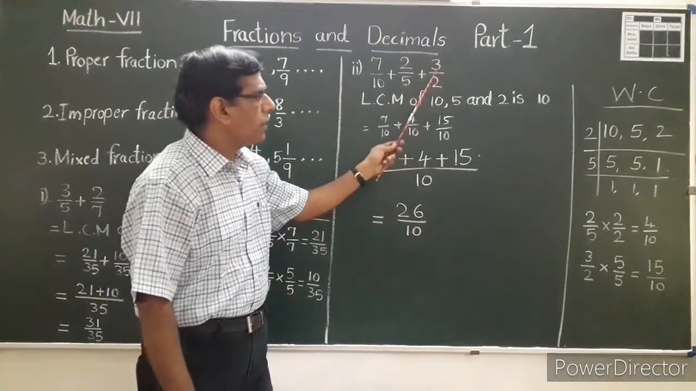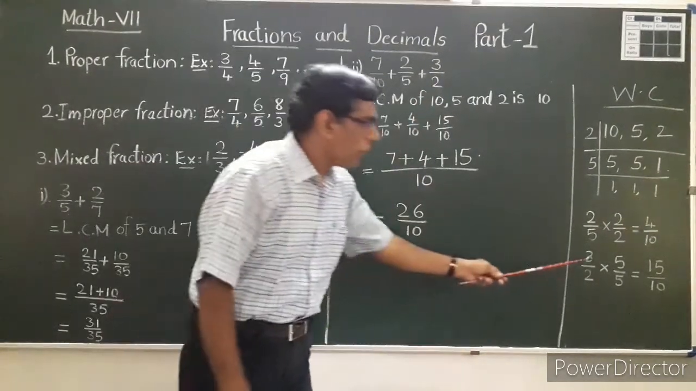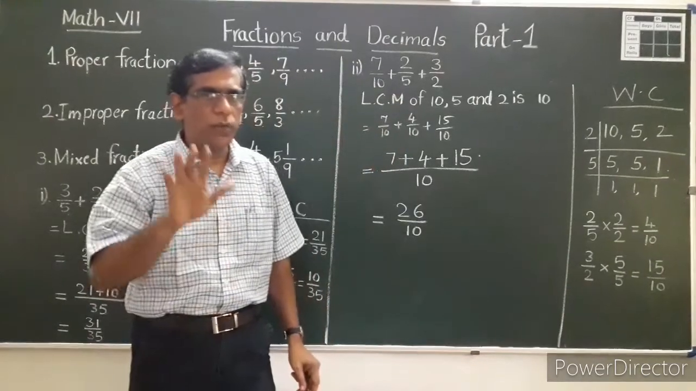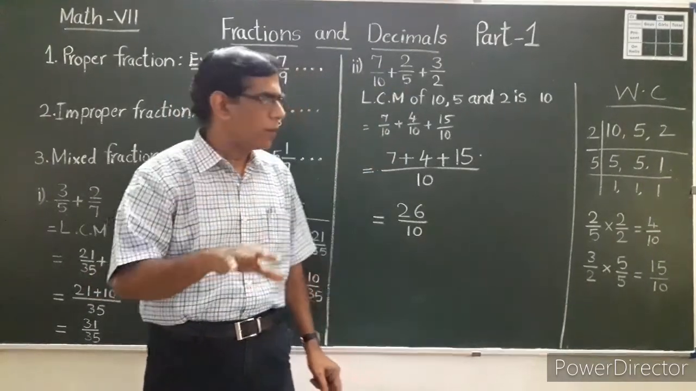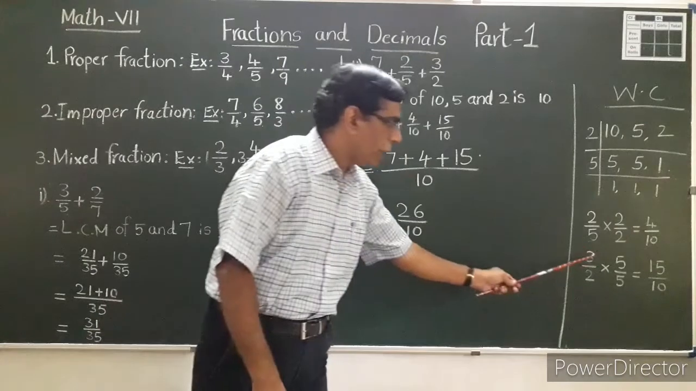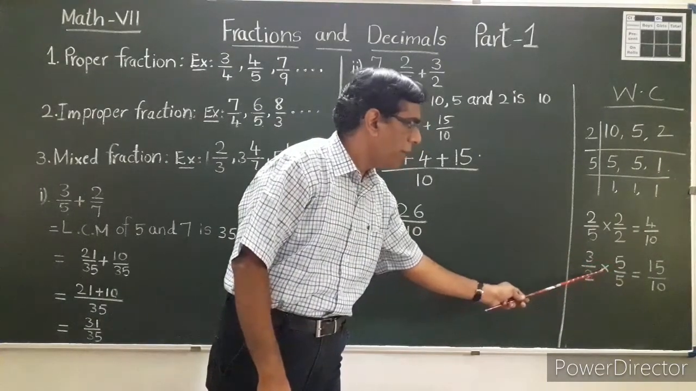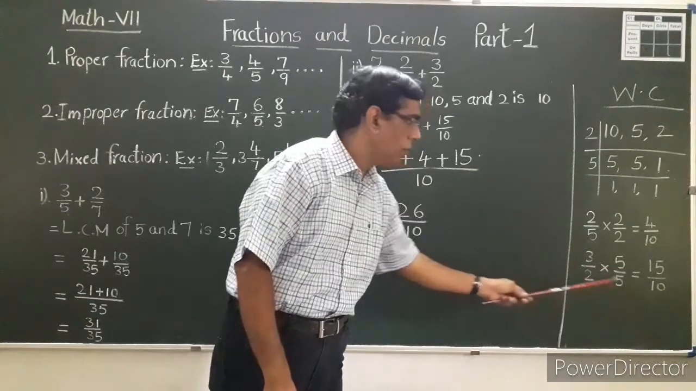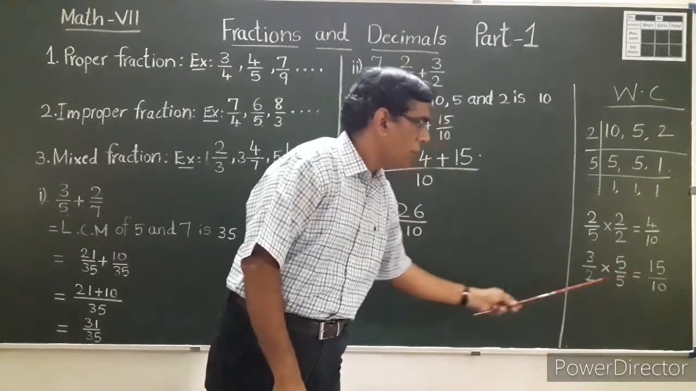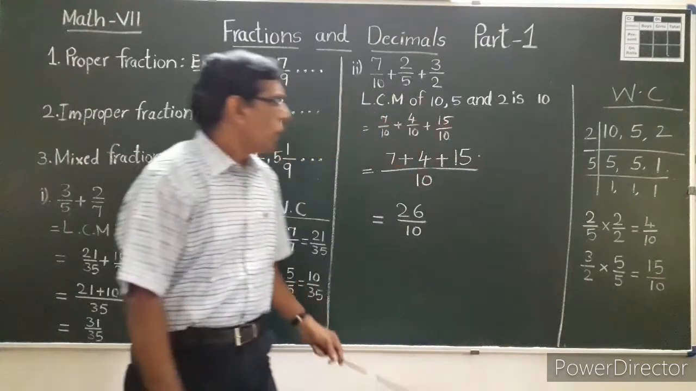The third fraction here is 3 by 2. I will multiply and divide by 5. So 3 by 2 into 5 by 5 is equal to 3 fives are 15, 2 fives are 10.